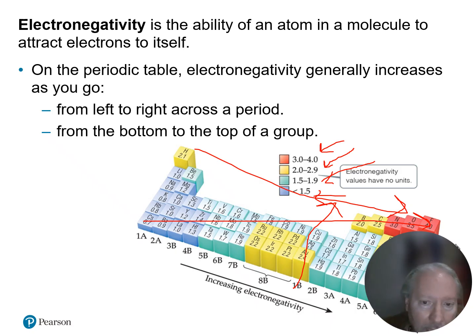The higher the electronegativity difference, the more likely we have an ionic compound. The lower the electronegativity difference, the more likely we have a covalent compound. And if we're right in between, we might have a polar covalent bond where the electrons are shared, but shared unequally, and one atom gets more electrons than the other atom.